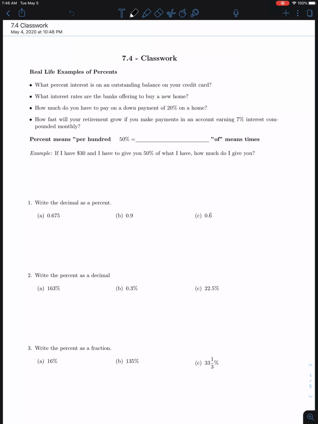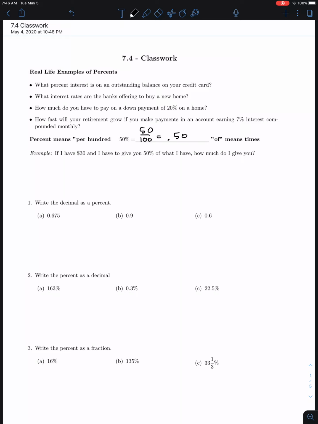So again, percents come up all the time. You see percents every day, really, whether you're buying something, whether you have a credit card, whether you have money in a bank. So percents are all around. So percent just means per 100. So with that in mind, another way to think of 50% would be as the fraction 50 over 100 or as a decimal 0.5.